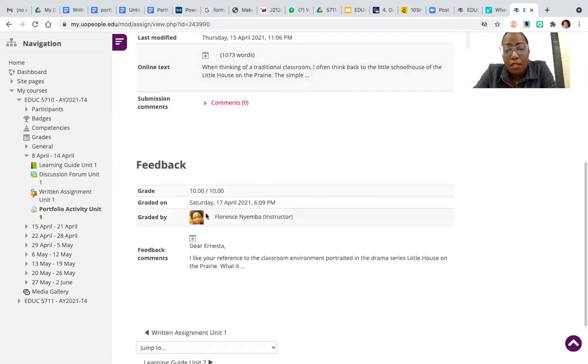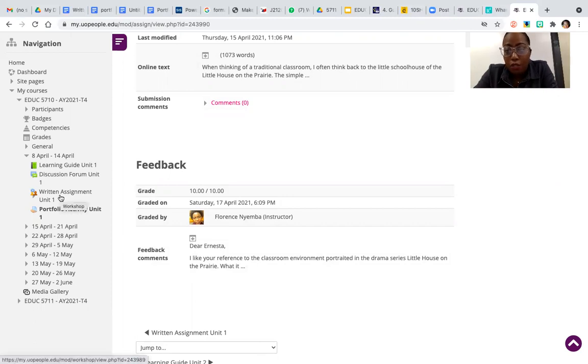And then you will see here that the professor grades this assignment. It says graded by, and then the name of the instructor. And then she also gives feedback on the assignment, letting you know if you did good or if you missed the mark or whatever the case is. So this is in a nutshell what 1 week will look like.